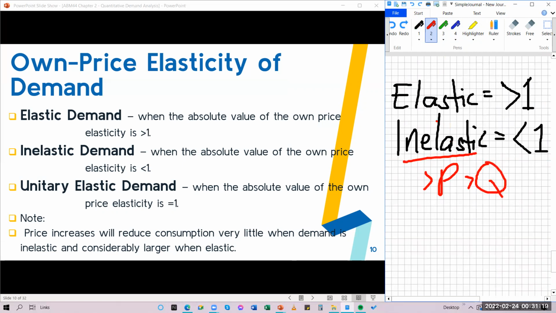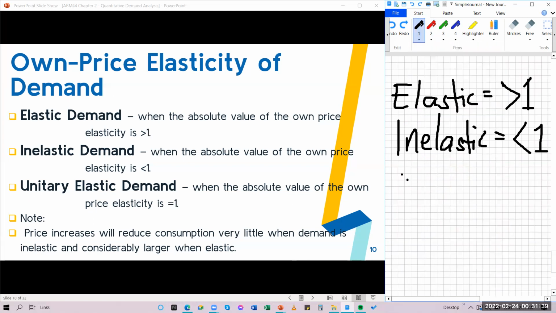So that is for inelastic. While for elasticity, again, a small change in the price creates a big change in the quantity demanded. So that is for inelastic and elastic. And lastly, we have unitary elastic demand. So when the absolute value of the own price elasticity is equal to 1.